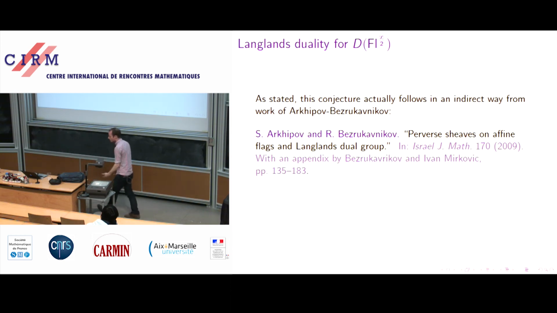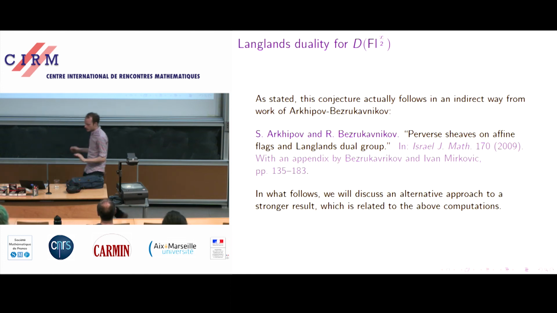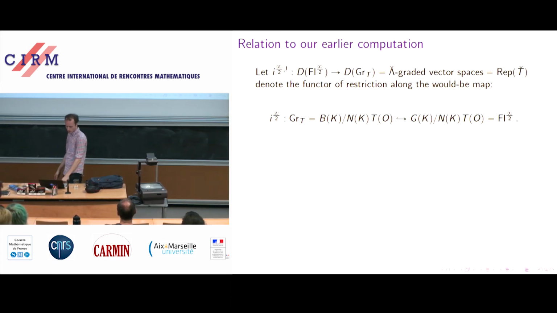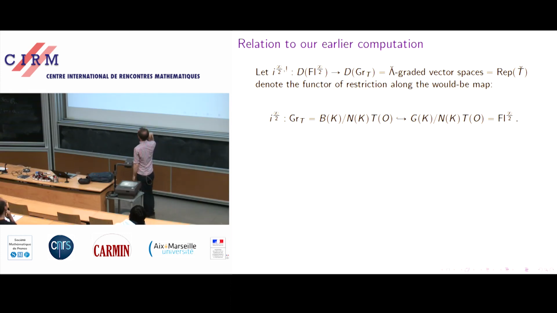OK, so as stated, this conjecture actually follows in an indirect way from work of Sergey and Bezrukavnikov. It's one of the fundamental results in the theory of local geometric Langlands. So I want to discuss an alternative approach now, based on those earlier computations, to a stronger and weaker result. So here's how you connect that conjecture to our earlier computations.